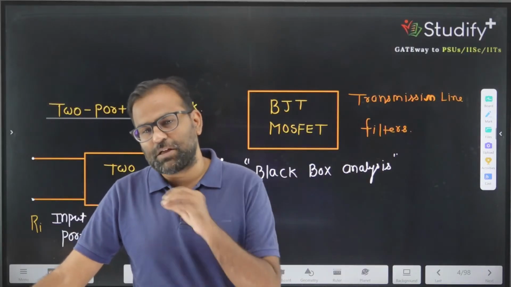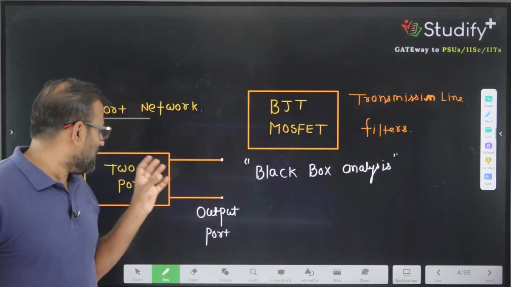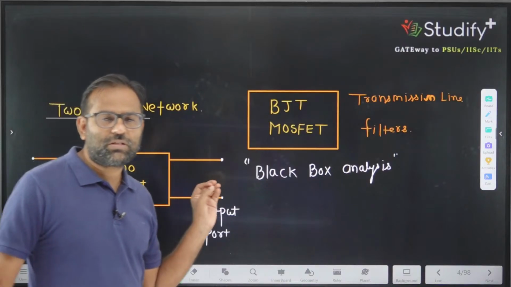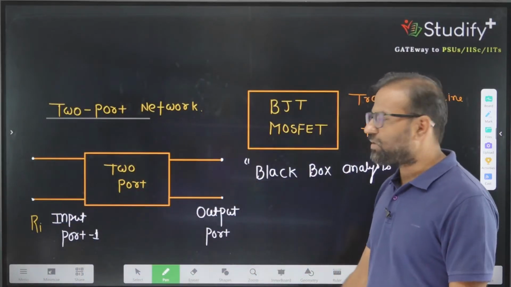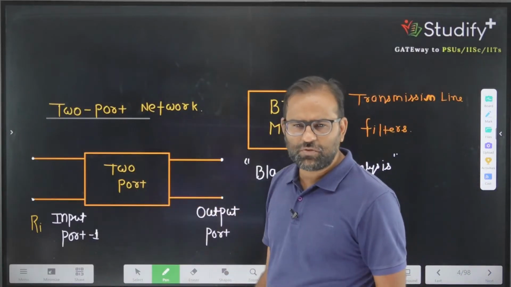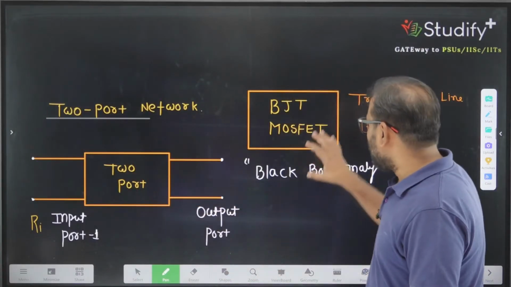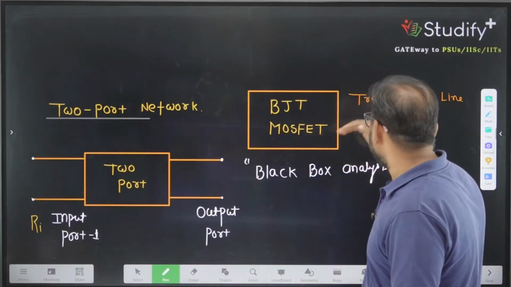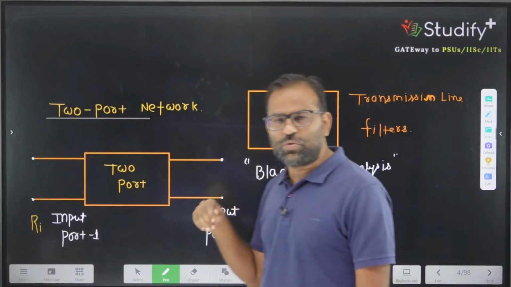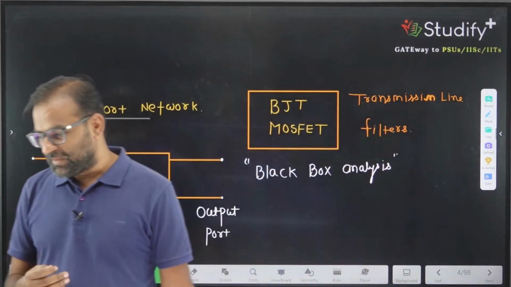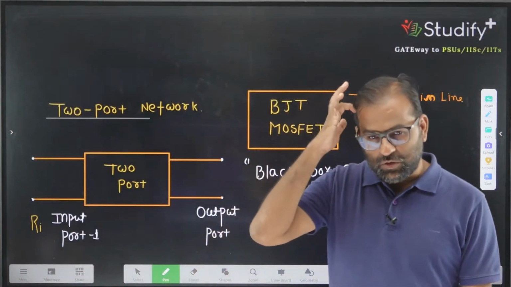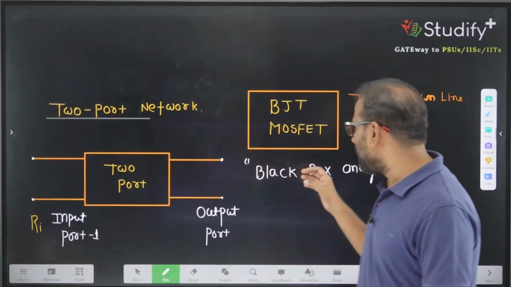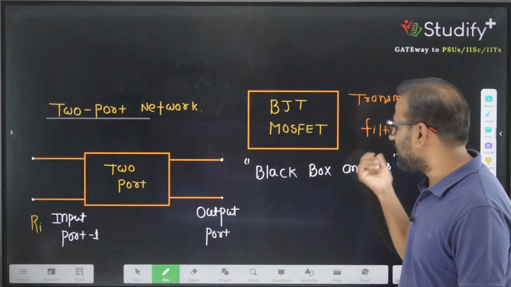Always remember, in a two-port network no independent sources are allowed. These have only dependent sources or resistive, capacitive, inductive networks in case of AC, and resistive networks in case of DC. So to analyze BJT, MOSFET, transmission line, filter, to analyze and to design these, we need two-port networks. So two-port network is very important for designing MOSFETs, BJTs, filters.